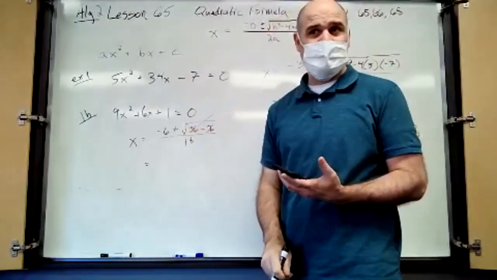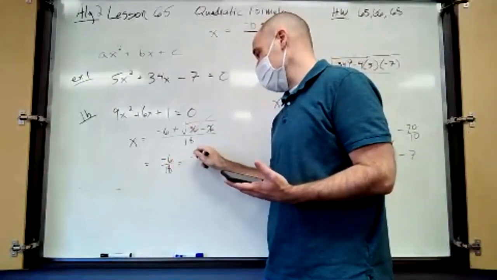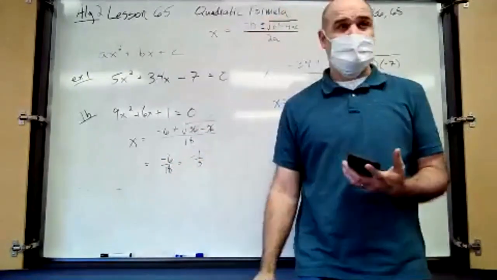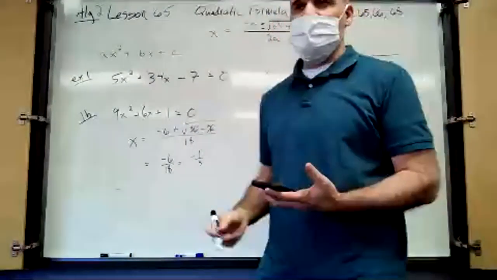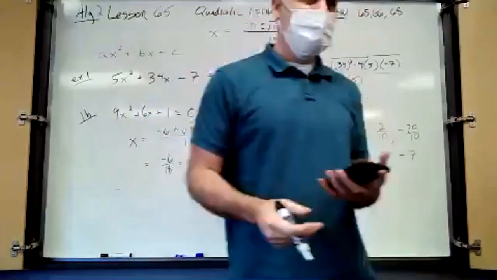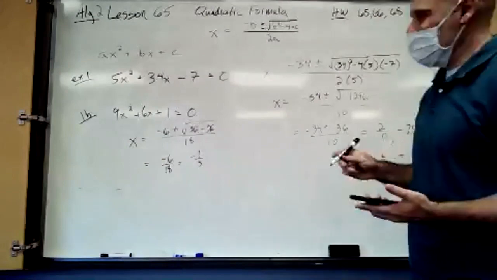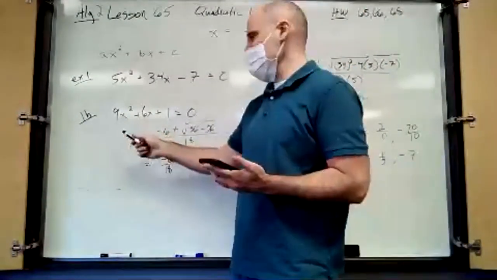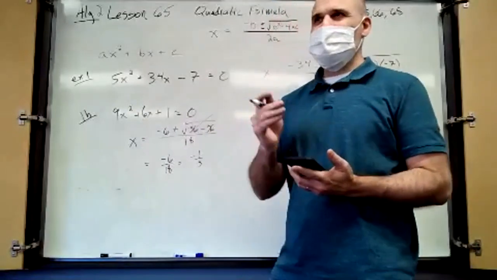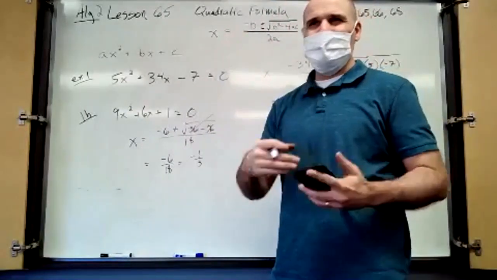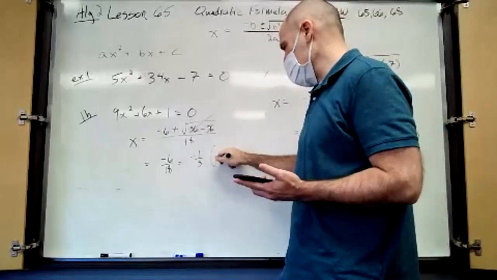That cancels, right? So you get negative 6 over 18, which is only one answer, negative 1/3. Okay? But technically, if we were to solve this by factoring, it would be a square trinomial. This is 3x plus 1 times 3x plus 1. So you have the one answer, but we call it a multiplicity of 2. Okay, so multiplicity of 2.